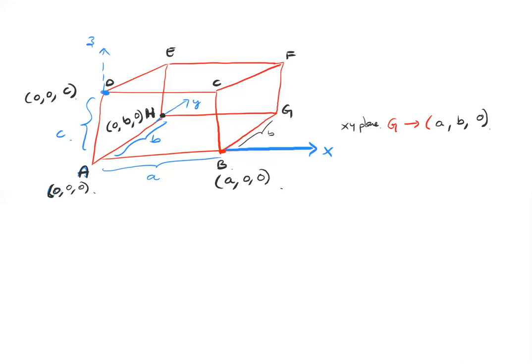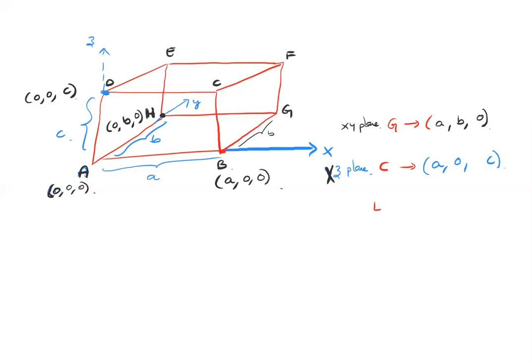Next, similarly, we have given A, B, H, and G is done, D is done. Let us consider C. Now your C is on the xz plane. So on the xz plane, the y coordinate is 0, so it is a, 0, c. Sorry, C is on the xz plane. Obviously, the y coordinate is 0. Okay, that is regarding C.